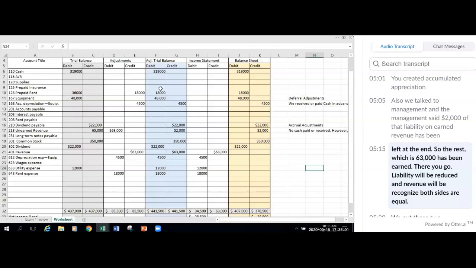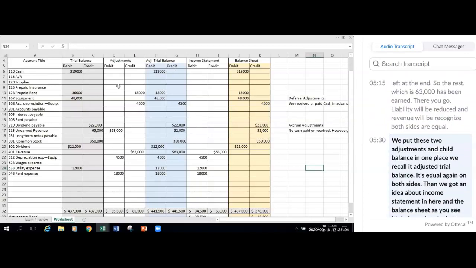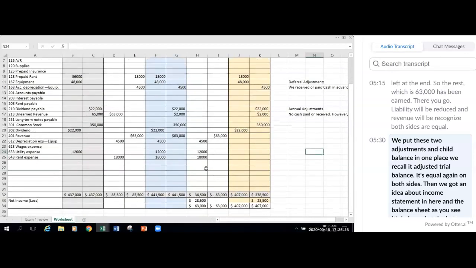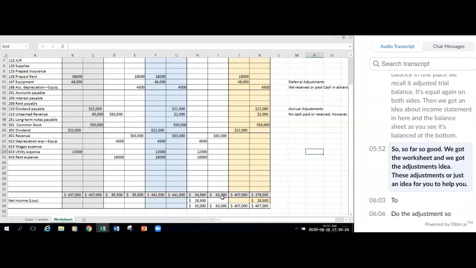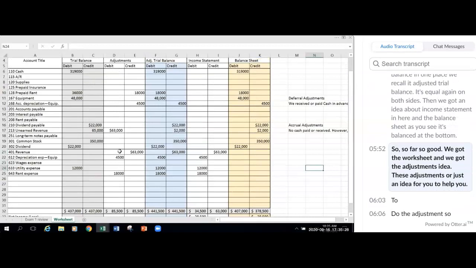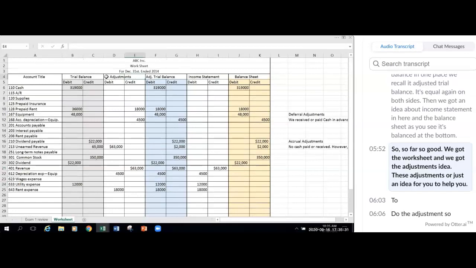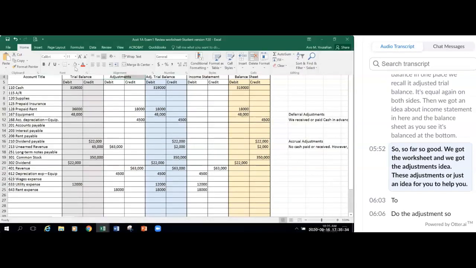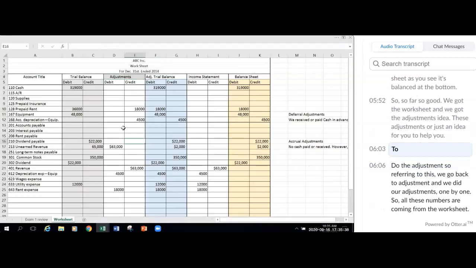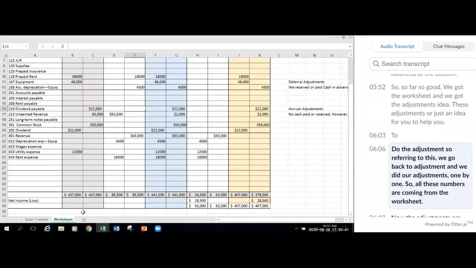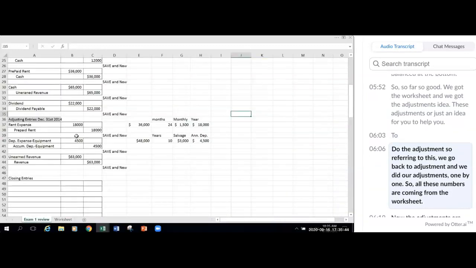Both sides are equal. We put these 2 adjustments and trial balance in one place. We call it adjusted trial balance. It's equal again on both sides. Then we got an idea about income statement in here. And the balance sheet, as you see, it's balanced at the bottom. So far so good. We got the worksheet and we got the adjustments idea. These adjustments are just an idea to help you do the adjustment. So referring to this, we go back to adjustment and we did our adjustments one by one. So all these numbers are coming from the worksheet.